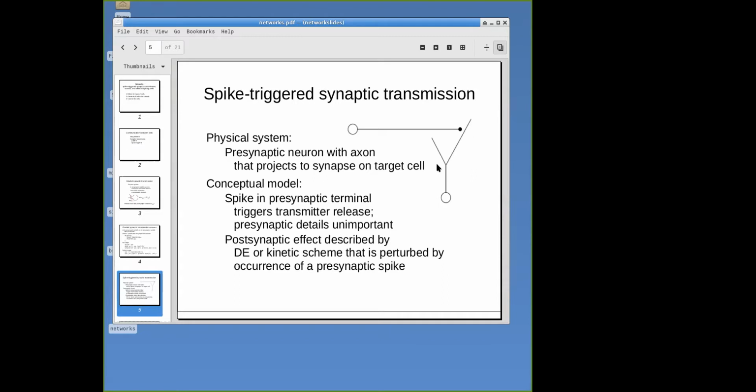So the postsynaptic effect of the presynaptic spike is described by a family of differential equations or kinetic schemes that somehow are perturbed by the fact that the presynaptic spike has happened, okay? And let's think about how we would implement that. We'd have to simulate not just the presynaptic cell up to and including its spike trigger zone, but we'd have to actually calculate assiduously the propagation of the spike all the way down the length of this. So that's a lot of equations. If it was simply Hodgkin-Huxley, it'd be 3 differential equations per compartment. And that's kind of time consuming.